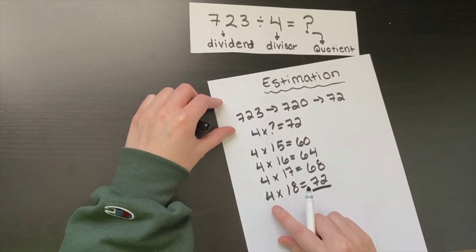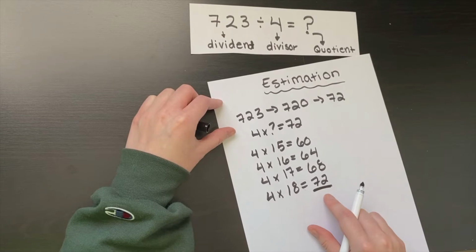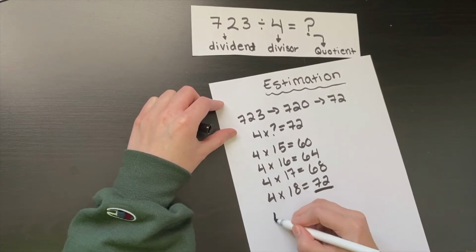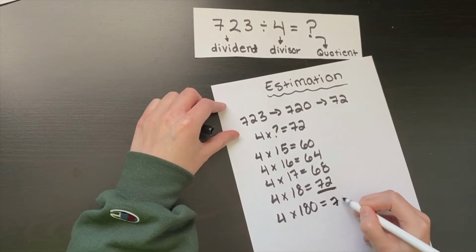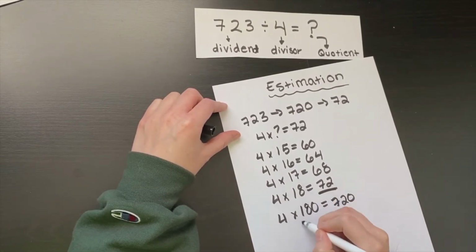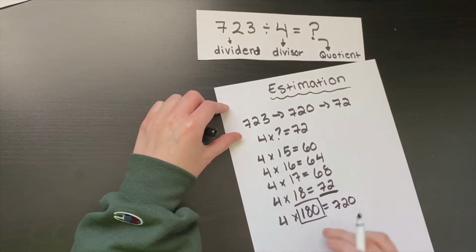So because we know that 4 times 18 equals 72, we then know that 4 times 180 equals 720. So 180 will be our estimate for this question.